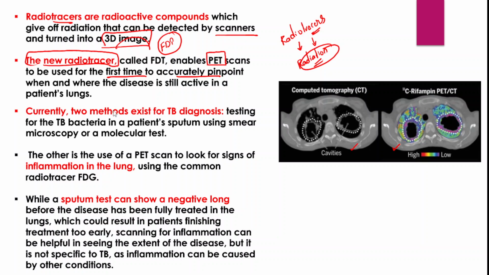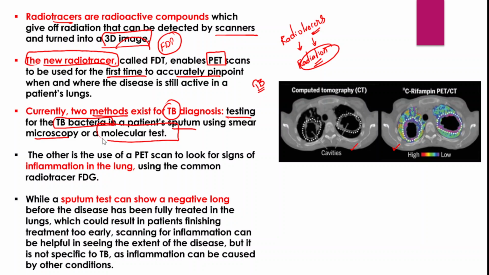Okay, so currently two methods exist for TB diagnosis. What are those two methods which already exist for TB diagnosis? First, testing for the TB bacteria. As I have already told you, tuberculosis is caused by TB bacteria. So in order to diagnose TB bacteria, one method is testing for the tuberculosis bacteria in patients' sputum. For this purpose, we generally use smear microscopy, or this test is also known as a molecular test. So this is one way of diagnosis of tuberculosis.